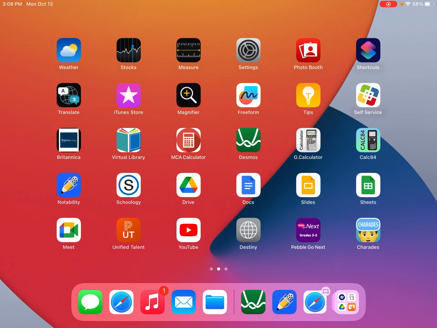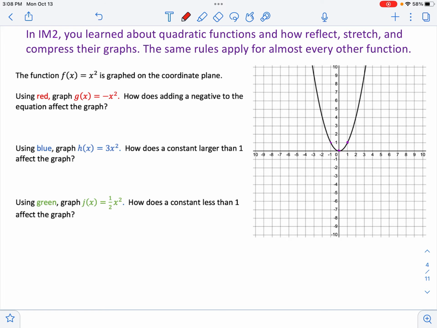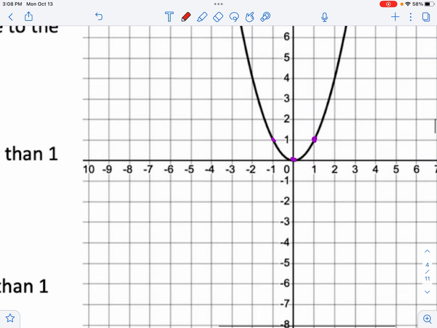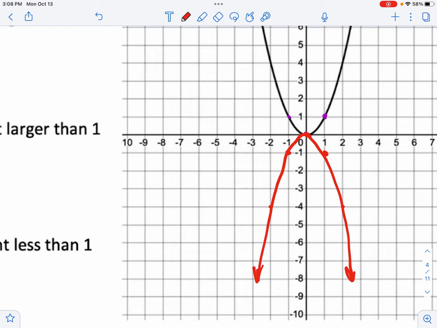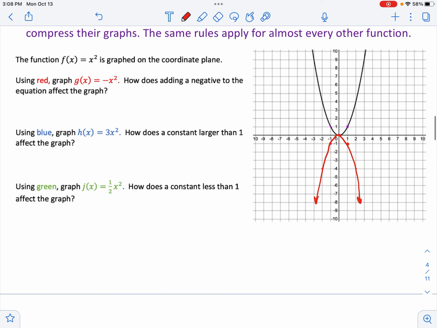Okay, so how does the negative affect the graph? It just reflects it upside down, so that I get a point here, a point here, a point here. There would be another one down here just as a guide. But really, I'm just taking this and turning it upside down. It's a reflection across the x-axis.